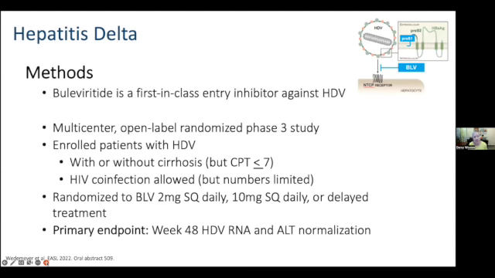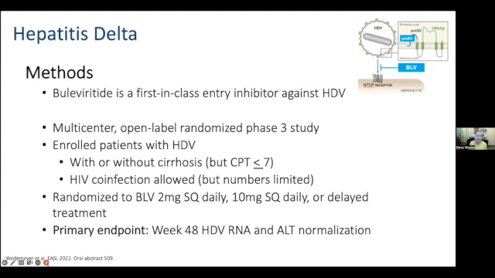So bulevirtide is a first-in-class entry inhibitor against hepatitis delta. This was an open-label randomized phase 3 study of patients with hepatitis B and delta co-infection. They allowed patients with HIV into the study, but the numbers were very small. There were 3 different groups. 2 of the groups received different doses of bulevirtide, 2 milligrams sub-Q daily and 10 milligrams sub-Q daily, and there was a delayed start group, which was the control.